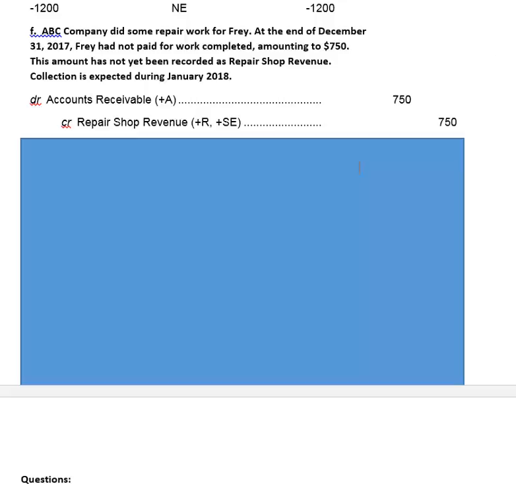At the end of December 31st, Fry hadn't paid ABC Company for the work they did. It was $750. The amount has not yet been recorded as revenue. They expect to collect in January 2018. So all we're saying is that we're going to set up an account receivable. Why? Because it's money that we've earned as ABC Company, but we haven't yet collected it.